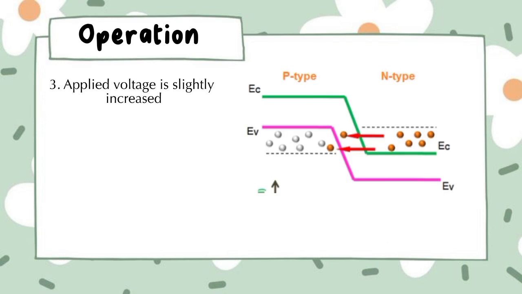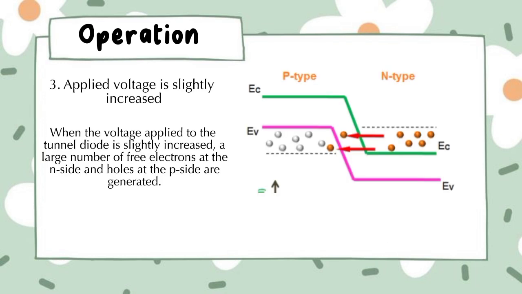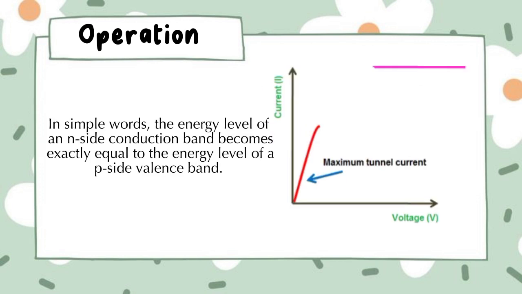3. Applied voltage is slightly increased. When the voltage applied to the tunnel diode is slightly increased, a large number of free electrons at the n side and holes at the p side are generated. Because of the increase in voltage, the overlapping of the conduction band and valence band is increased. In simple words, the energy level of the n-side conduction band becomes exactly equal to the energy level of the p-side valence band. As a result, maximum tunnel current flows.